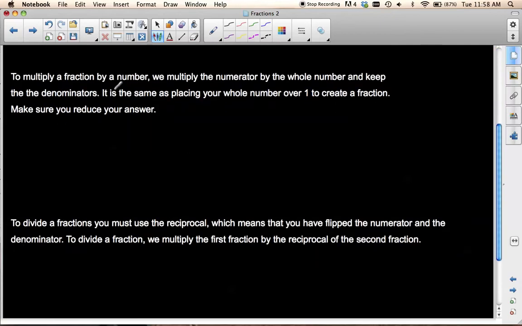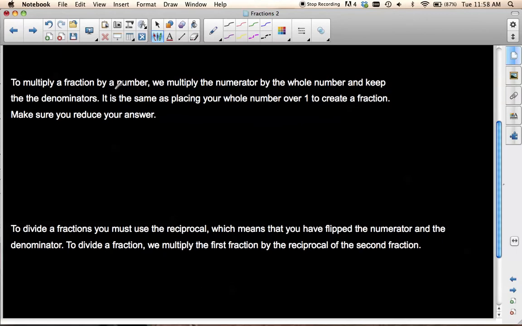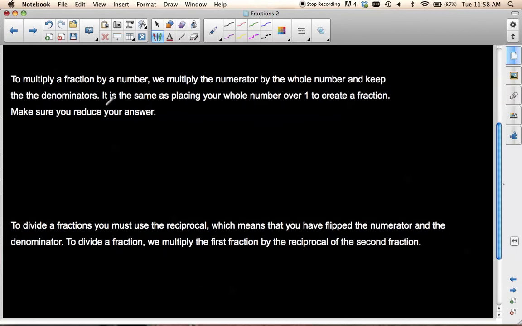Now, if you're going to be multiplying a whole number and a fraction, to multiply a fraction by a number, we multiply the numerator by the whole number and keep the denominator. It's the same as placing your whole number over 1 to create a fraction, and then you're going to learn how to reduce your answer. So if we have, as one of our problems, 2 over 3 times 8, that's the same thing as saying 2 over 3 times 8 over 1.